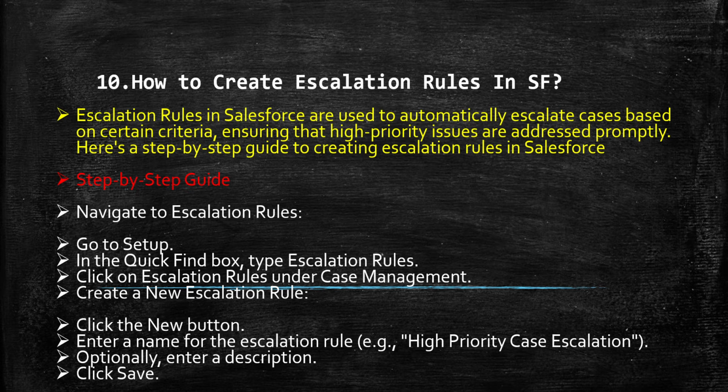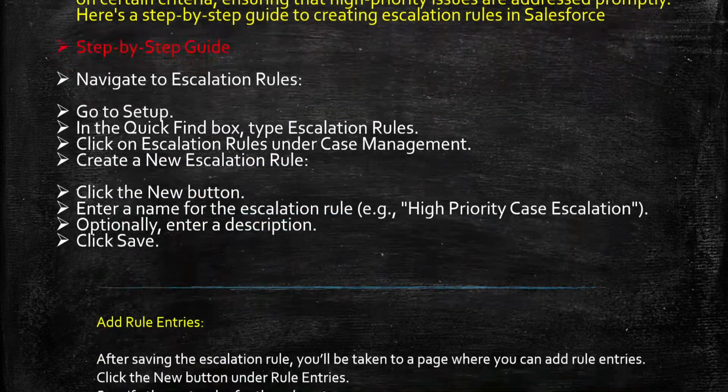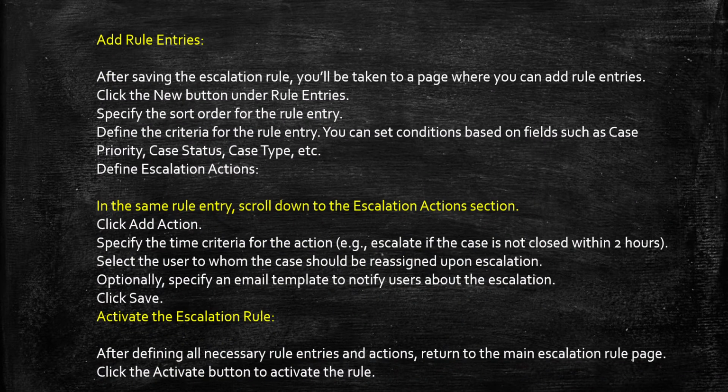Firstly, navigate to escalation rules: go to Setup, in the Quick Find bar type Escalation Rules and click on Escalation Rules under Case Management. Okay, and click New to create a new escalation rule. Click the New button and enter the name of the escalation rule, for example High Priority Case Escalation, and optionally enter a description. Click Save. After hitting Save, you add your rule entries.